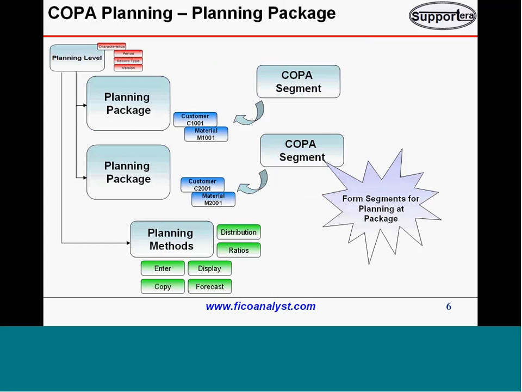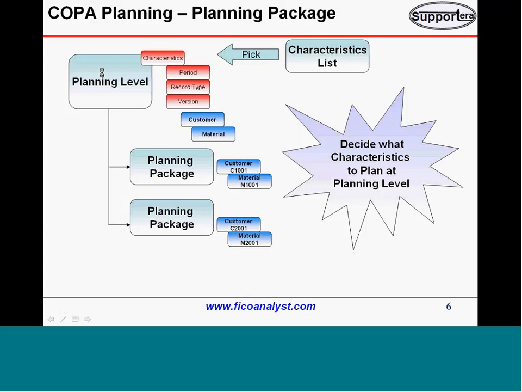Now, when you come to the planning package level, basically you form segments for planning at the package level, right? Which means what I am saying is my customer C1001 and my material M1001, I want to plan, right? So this is this level. You are specifying, in COPA terminology, the segment per whatever planning level that you defined. So here, for example, I defined my planning level as customer and material.